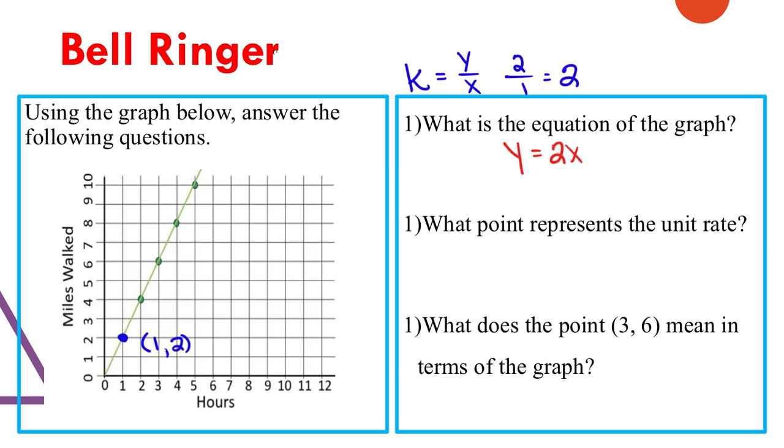Wow. Amazing. Fabulous. All right, number 2. What point represents the unit rate? The unit rate appears when a certain letter is a certain number. Cannon? Yes. What point represents the unit rate? The 1, 2? Correct.